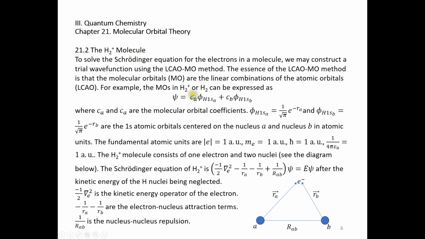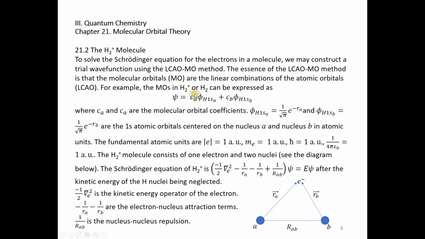In H2 plus we have only one electron. We can use this diagram to describe this H2 plus molecule. Two nuclei, one electron. The distance between the electron and nucleus A is Ra. The distance between the electron and nucleus B is Rb. The distance between A and B is Rab.